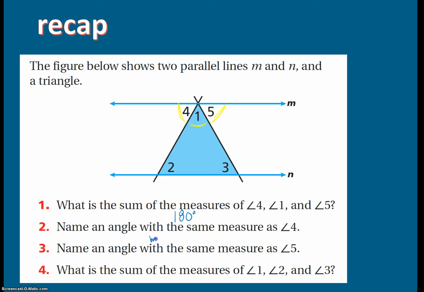Angle 2 has the same measure as angle 4. These are cut by a transversal, so the alternate interior angles are congruent. So 4 and 2 are exactly the same. The same goes for angle 5: again, I look at the transversal, and the alternate interior angles are congruent, so the measure of angle 3 is also the same. Now since 4 and 2 are the same, and 5 and 3 are the same, if I add 1, 2, which is the same as 4, and 3, which is the same as 5, I'll get 180 degrees. So that proves the triangle sum theorem.